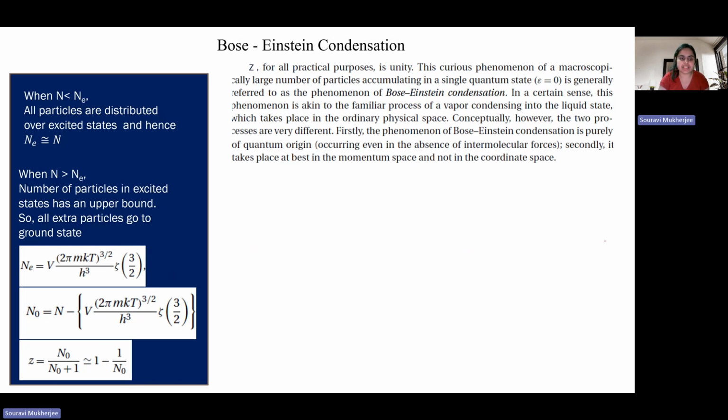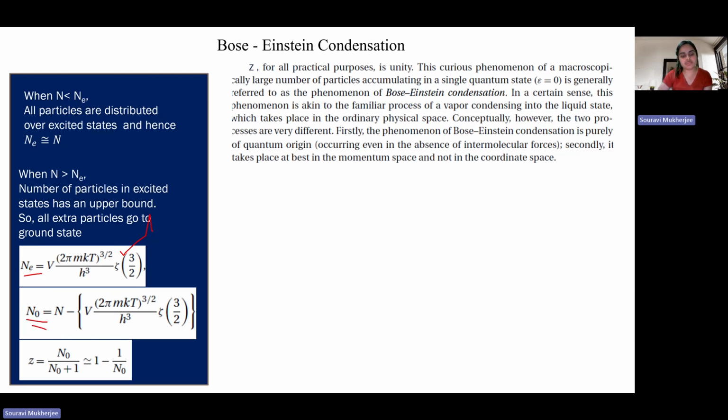Suppose you have some capital N number of particles, and you know the temperature, the number density, and the volume. You can use this expression to find Ne, which tells you the total number of particles that can be present in the excited state. So whatever remains, N minus Ne, would be the number of particles in the ground state.